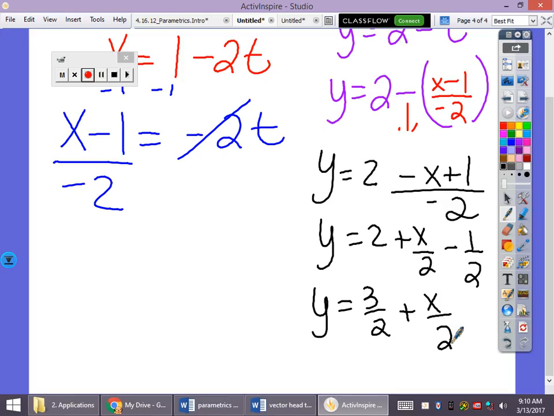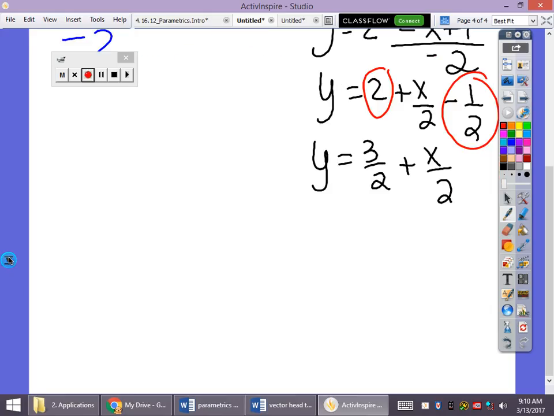Okay? If I have two wholes and I get rid of a half, what do I have? I have a whole and a half, which is 3 halves. Okay? That's all I did is I combined like terms to get the 3 over 2. Now I need you to go back in time to algebra. And where did you see this in algebra?